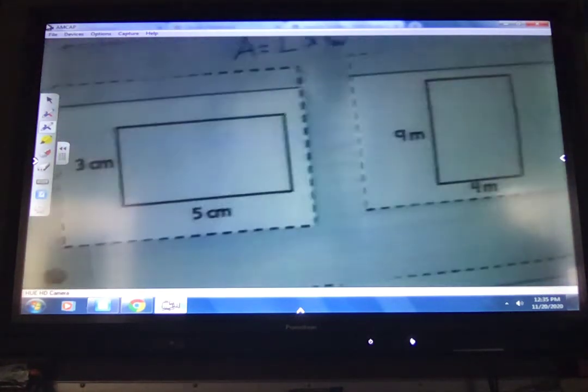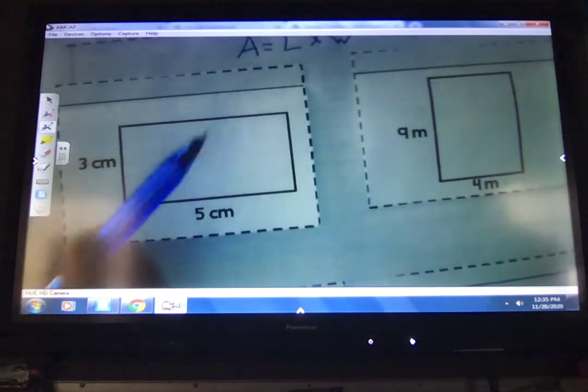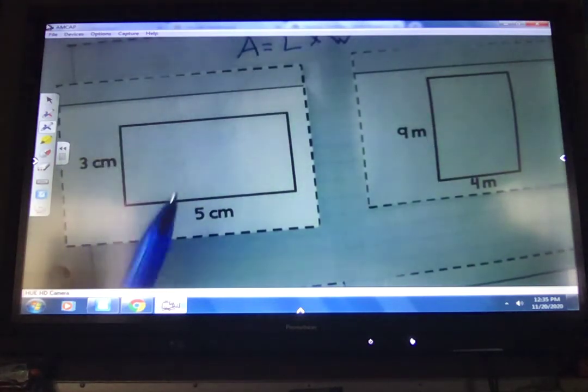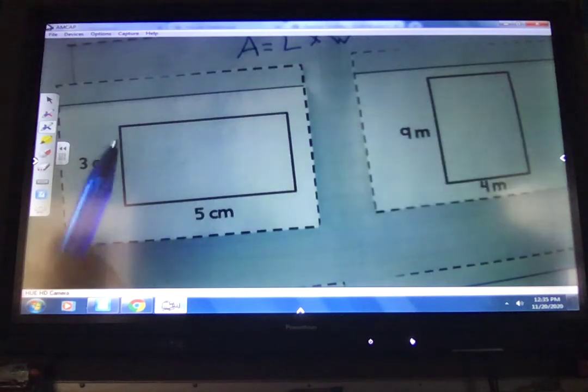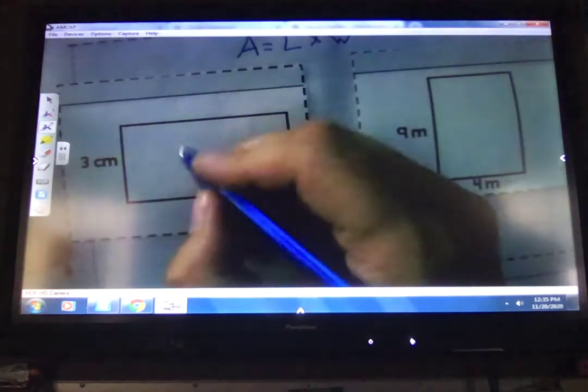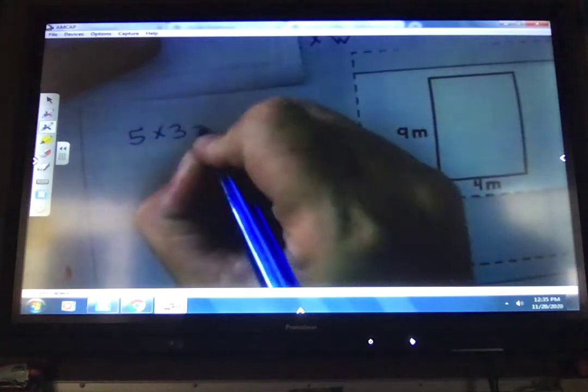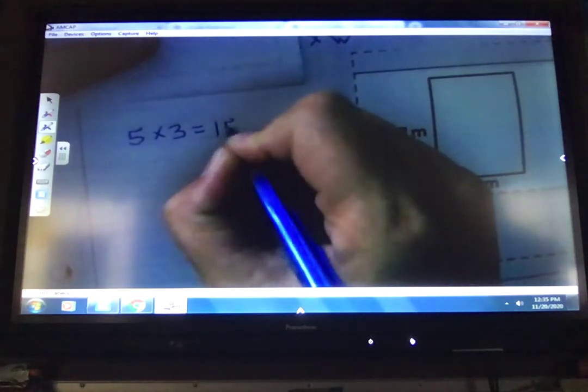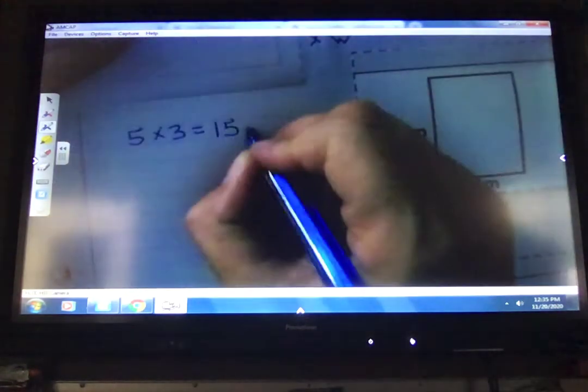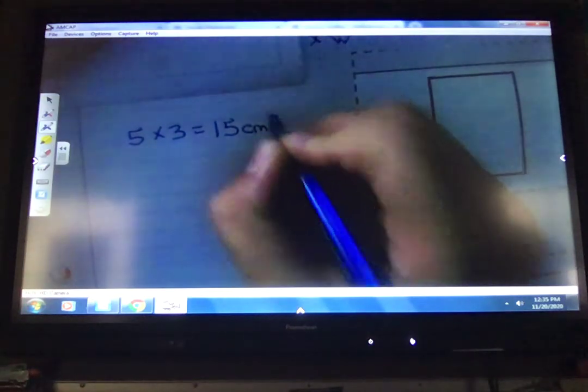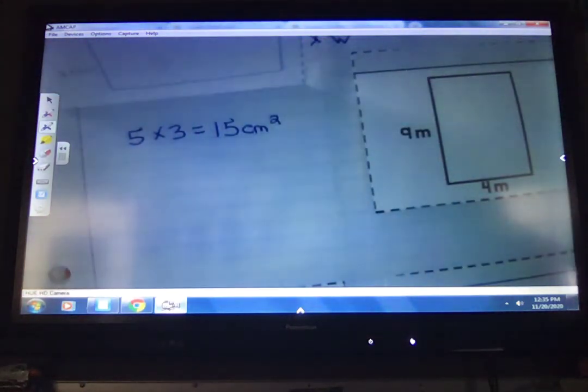So on this first one, length is my long side, or that's how I always remember it. So we have 5 and we have 3. So to solve this, we're just going to say 5 times 3, length times width. 5 times 3 is 15. Our label is centimeters, cm squared. Or you can write the word squared centimeters. I like using the little floating 2.